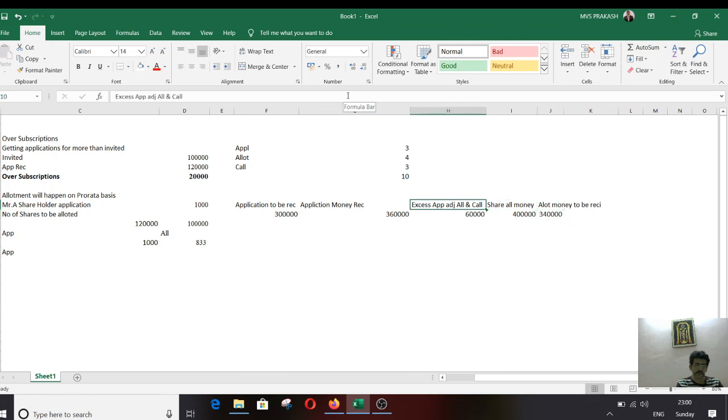So here we need to prepare the table. Application money to be received, application money received, excess application money adjusted against allotment and call, share allotment money: what is the amount which you are supposed to receive, what is the actual amount, after adjusting what will be the amount which you are going to receive. So this table we need to prepare. Once this table is done, the accounting part will become quite easy.